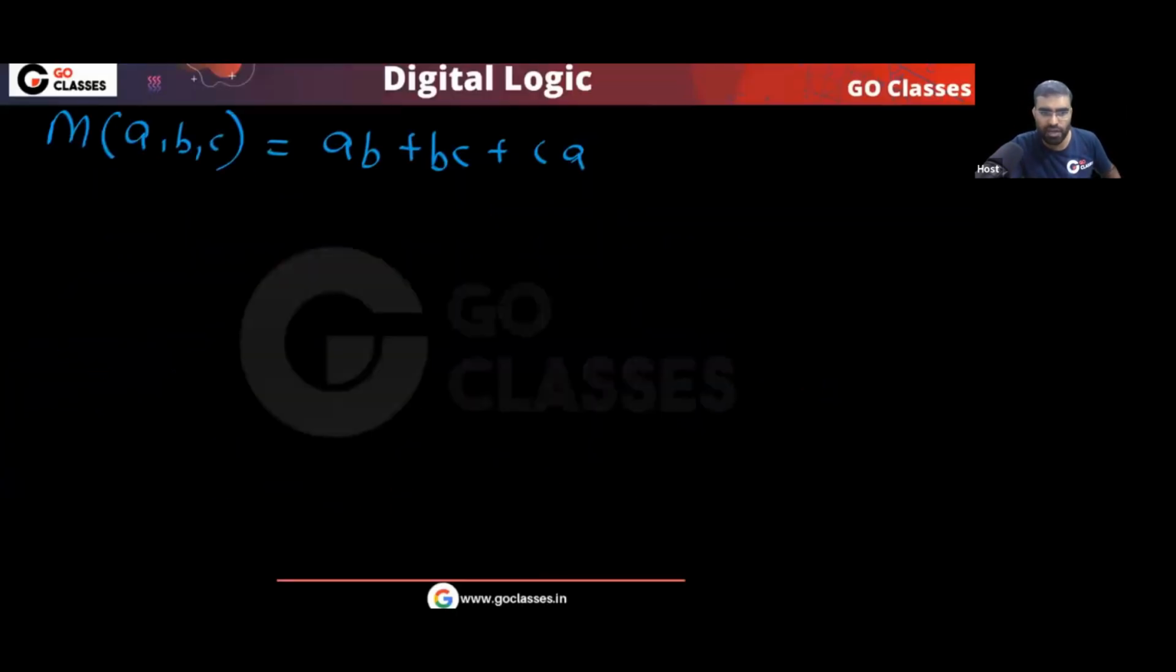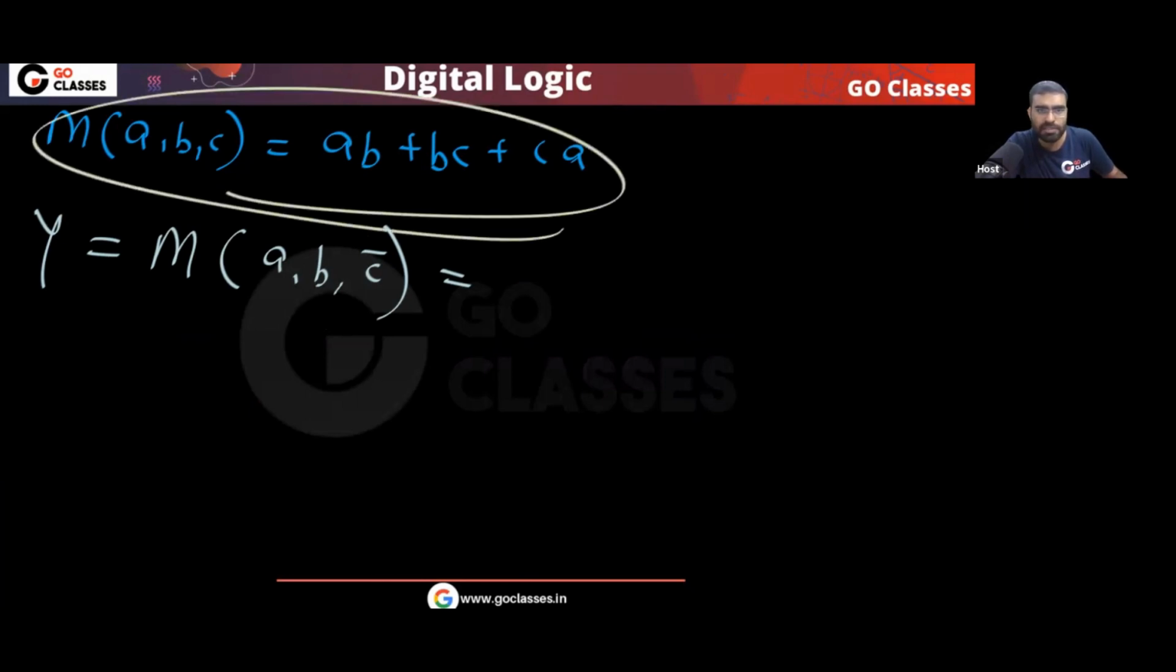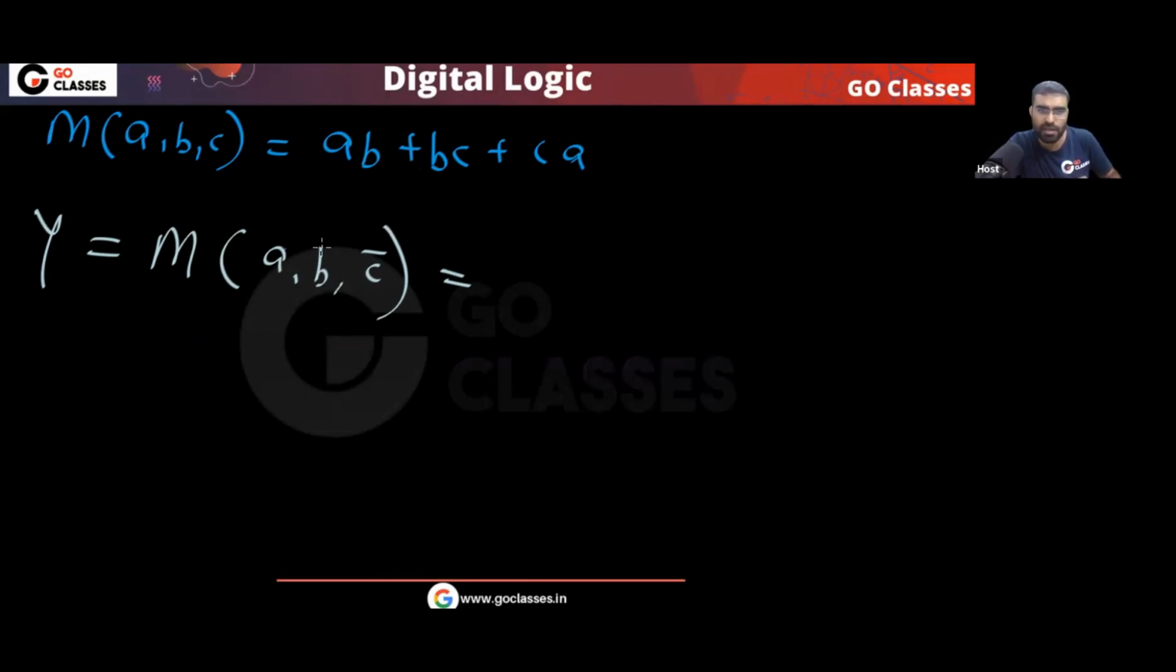Now we need to find y. What is y? Y is M, A, B, C bar. M is given to you: M is A, B or B, C or C, A. So y will be M, A, B, C bar, so it will be A, B or B, C bar or A, C bar. This is what you will get.